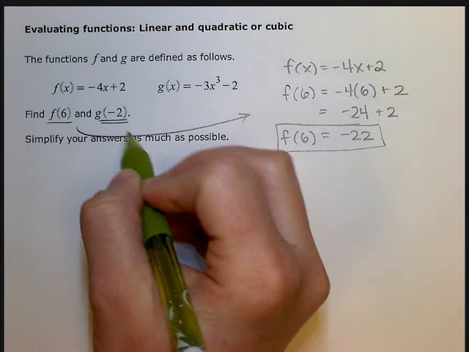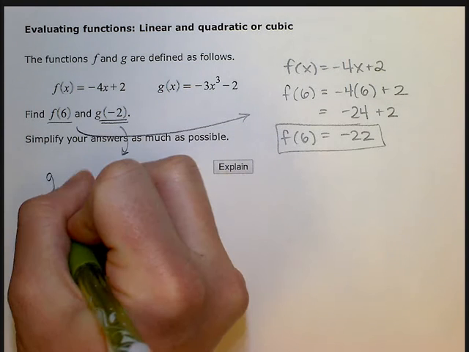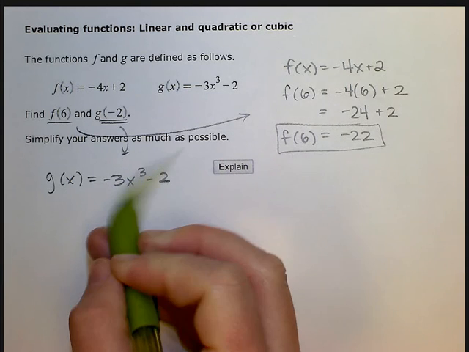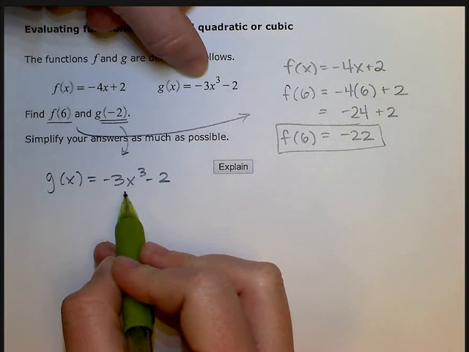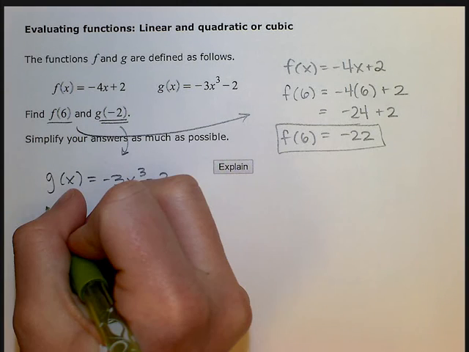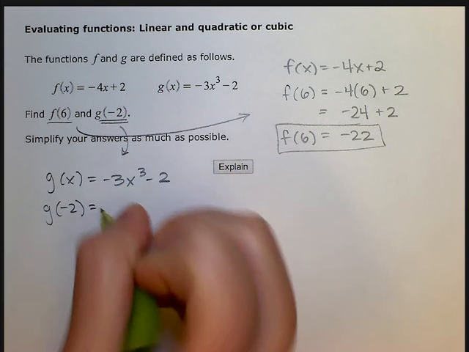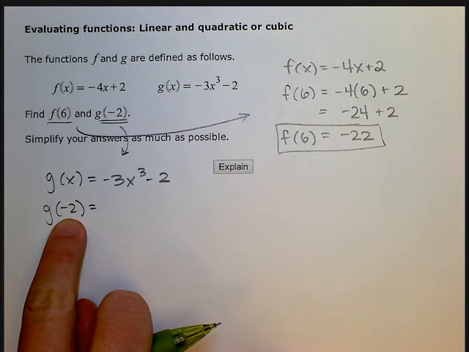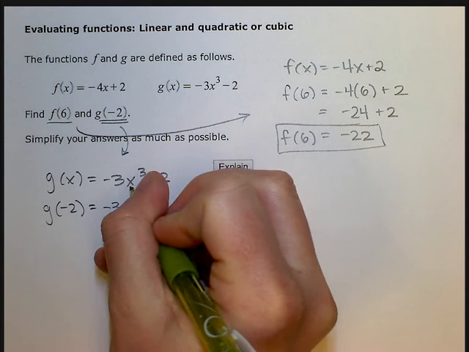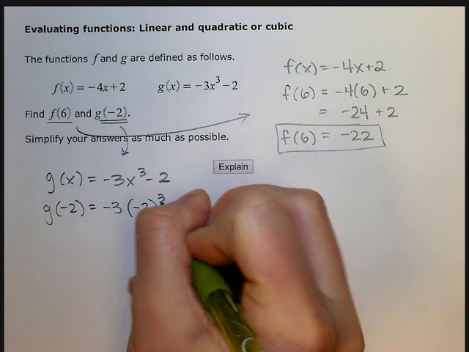To do this second one, I'm going to again rewrite the function g of x. This time it's negative 3x cubed minus 2. So it's exactly the same. And they want me to find g of negative 2. So instead of the x turning to a 6, now the x is turning to a negative 2. So we rewrite the same function, but instead of x, we're putting negative 2.